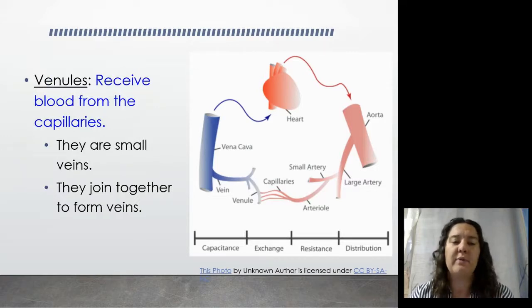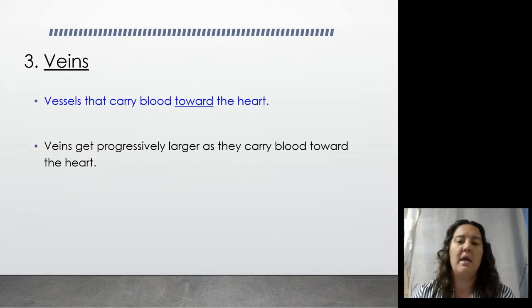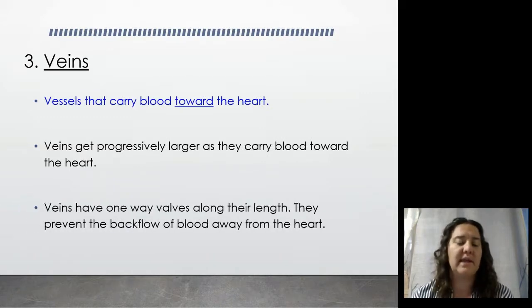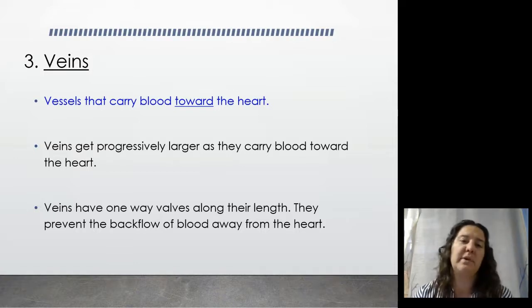So venules will then receive the blood from the capillaries, and just like arterioles are small arteries, venules are small veins. Then those venules are going to join together to form larger veins. And veins are vessels that carry blood towards the heart. For example, the pulmonary vein carries oxygenated blood back towards the heart. Veins get progressively larger as they carry blood towards the heart until they all join up to the superior and inferior vena cava.